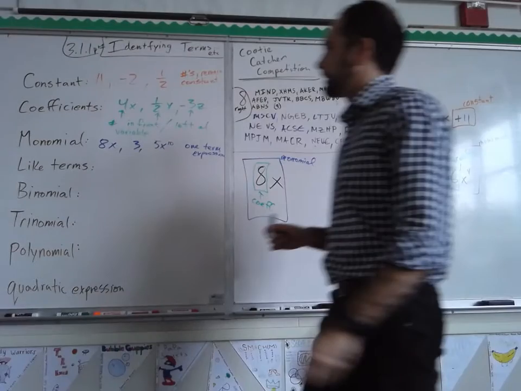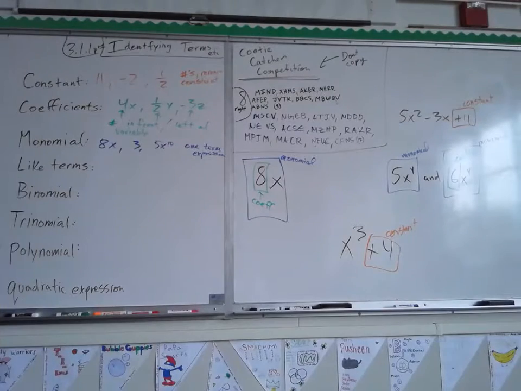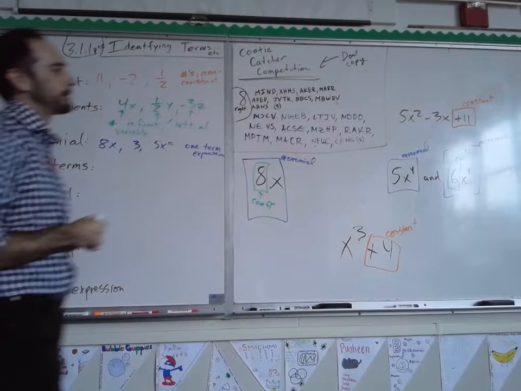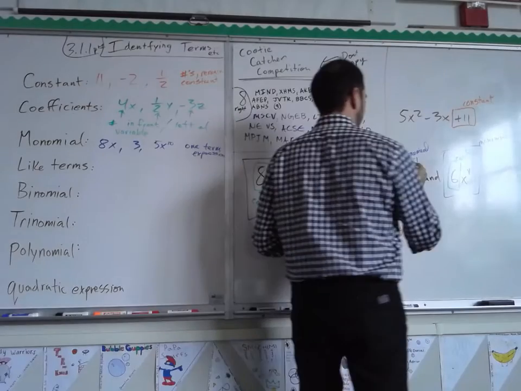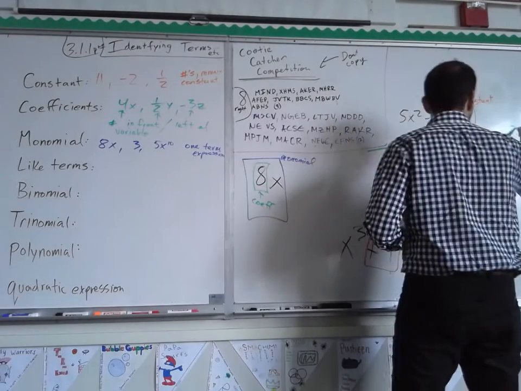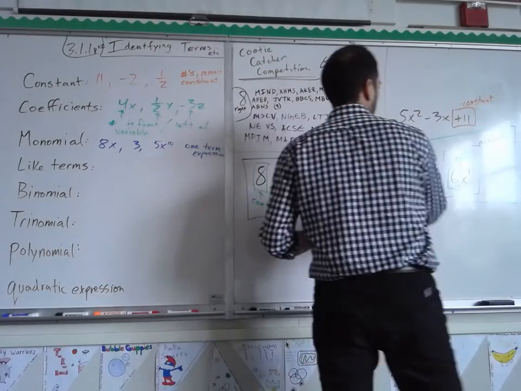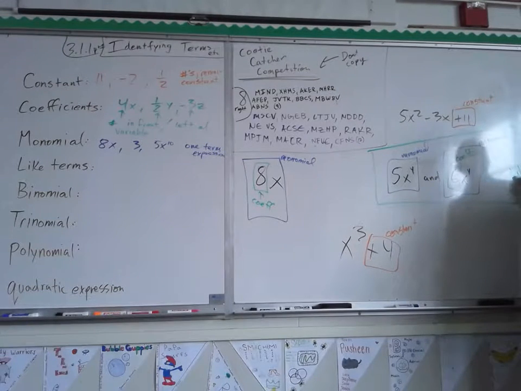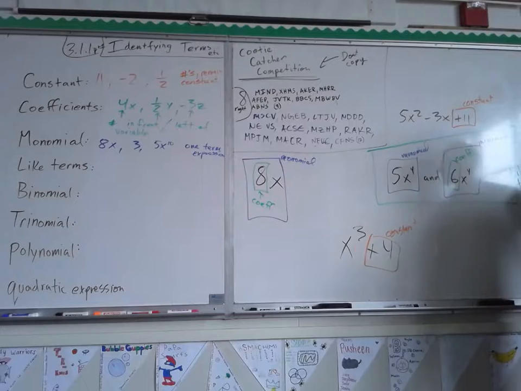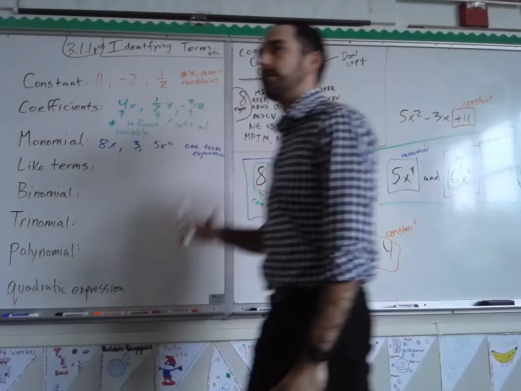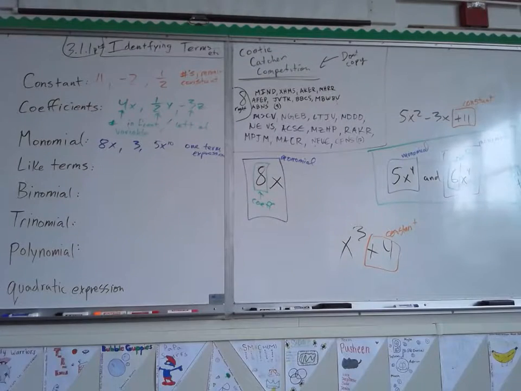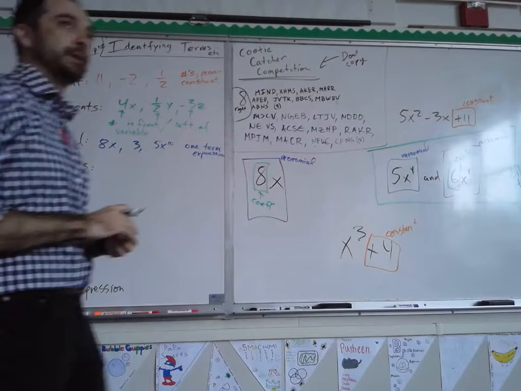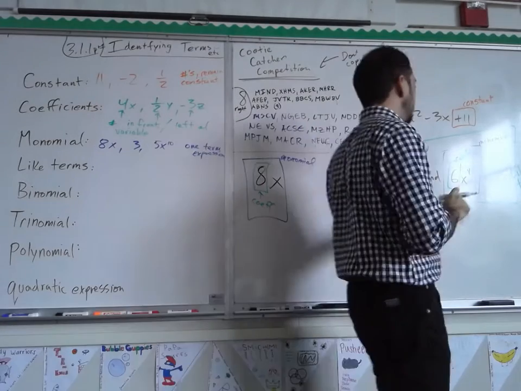Who can name off the like terms? This one's pretty straight up. William, what do you think? 5x to the 4th and 6x to the 4th. We'll take these right here. Call these like terms. What makes them like? Who else can help with that? What makes these terms like terms? Remember, like terms we can combine, we can add or subtract them because they're the same type of term. What makes these the same type of terms?